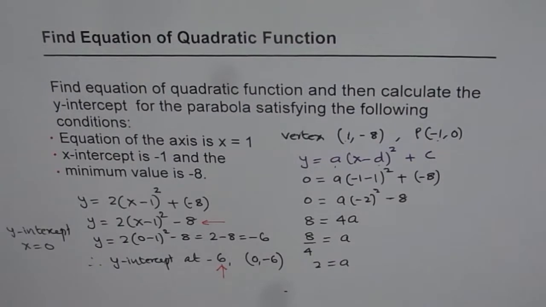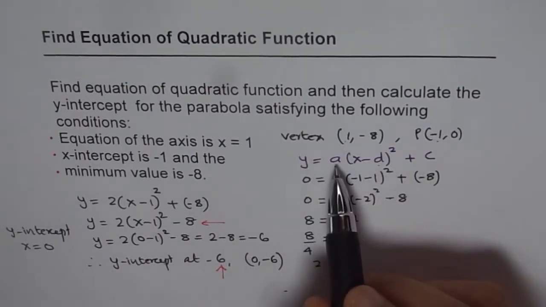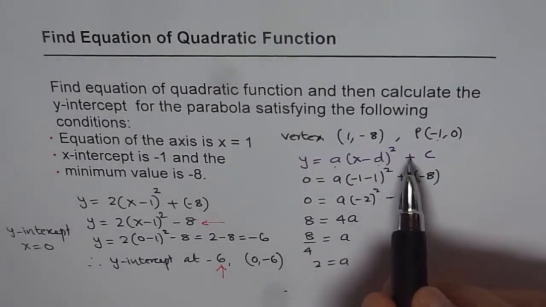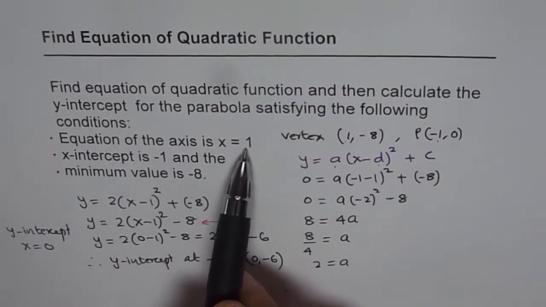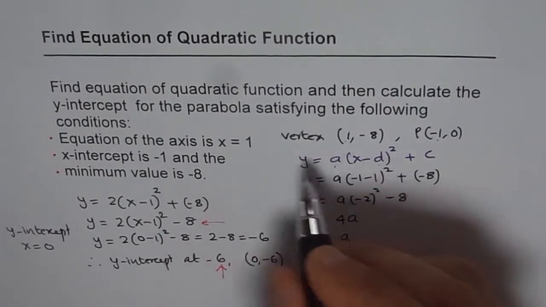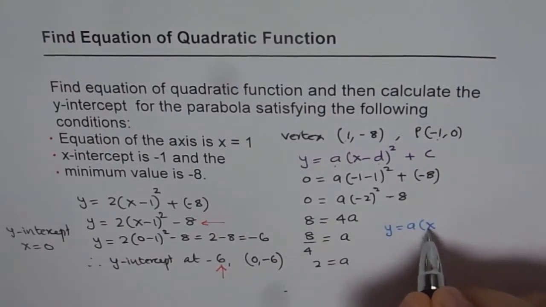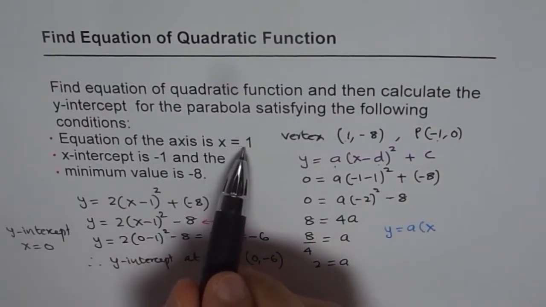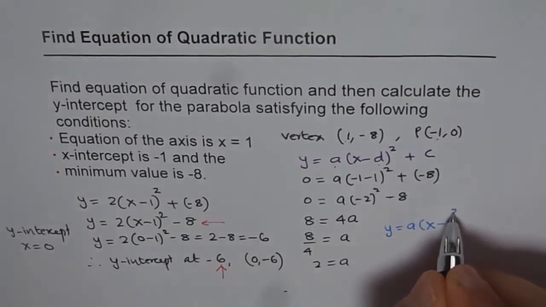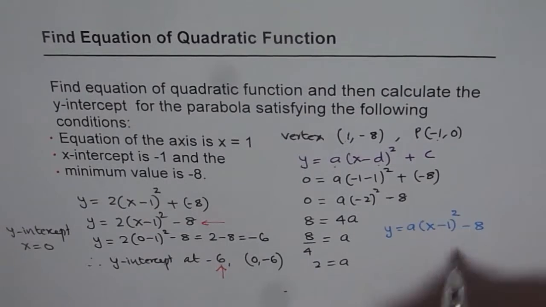So let's go through this process once again. We should start with vertex form of the equation, which is y equals a (x minus d) square plus c. Since we are given axis of symmetry, which is 1, and the minimum value of minus 8, we start with this equation. I could have started with y equals a times (x minus 1) whole square plus the minimum point, which is minus 8. So that is our starting point.